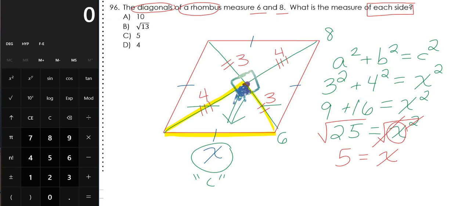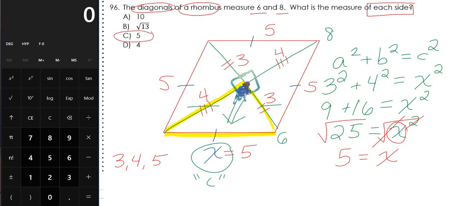And for those of you that recognize this is a special right triangle, it's a 3, 4, 5 Pythagorean triple. So you would have known right away, oh, 5 is the last side length. So not only is this bottom side going to be 5, all of the sides are going to be 5, because with a rhombus, all the sides are congruent. So our answer is choice C.